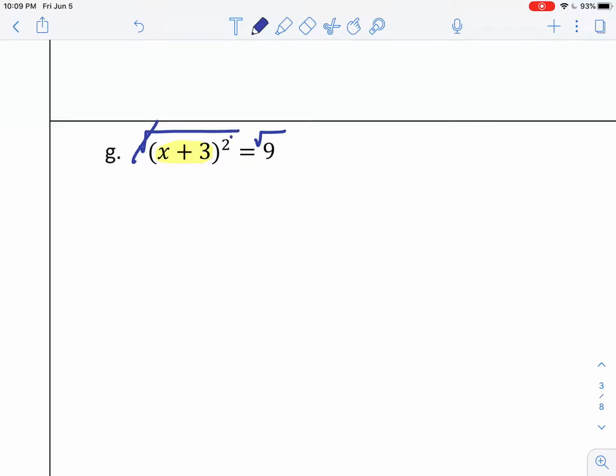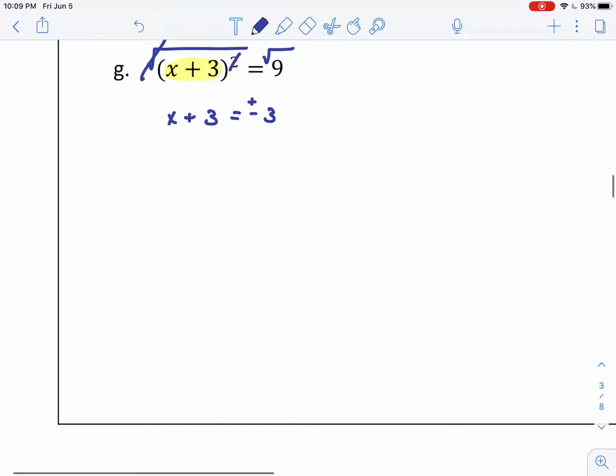So that cancels my squared, and I'm left with the stuff that had been inside the parentheses. The other side of the equal sign should be the square root of 9, which is the number 3. But remember, it's both a positive 3 and a negative 3. You get two solutions when you solve by square roots. So I'm going to get two whole different equations here. X plus 3 could be positive 3. X plus 3 could be negative 3.